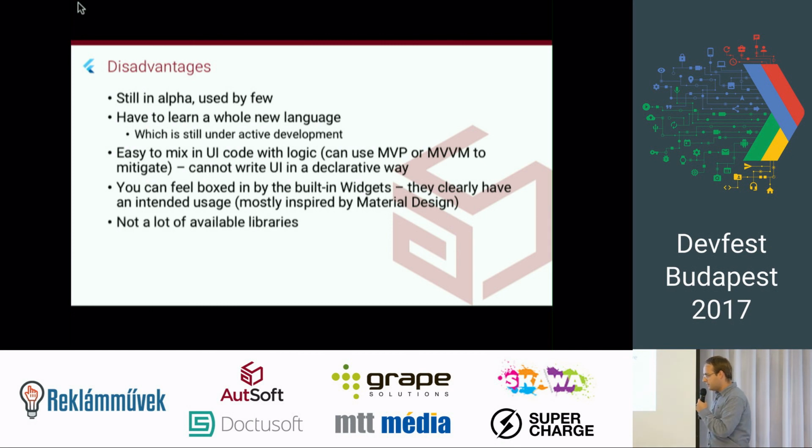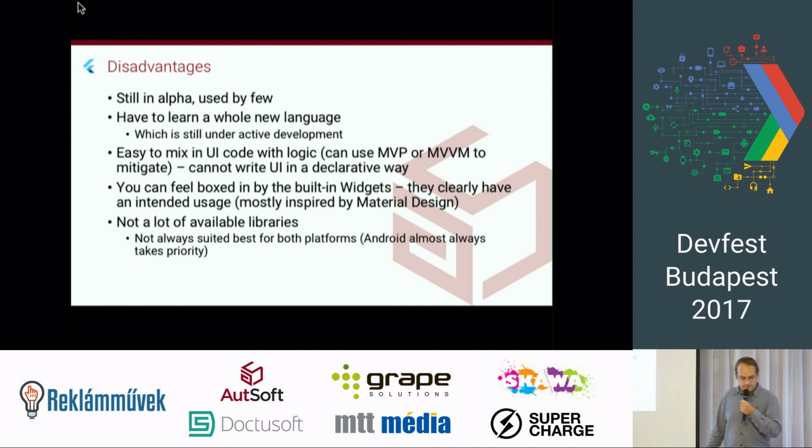And there are not a lot of available libraries, and some of them are the basic ones. For example, to check the network state, or some very basic SQLite implementations. There are no more advanced persistence libraries, for example, like Realm or something else. There are only two SQLite implementations now. And these libraries are not always suited well for both platforms.